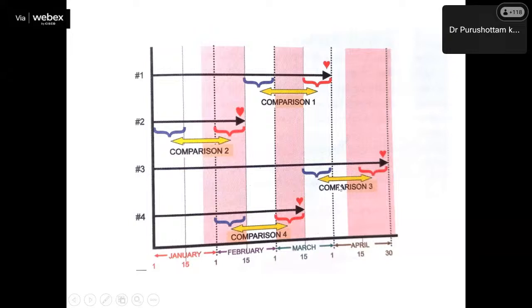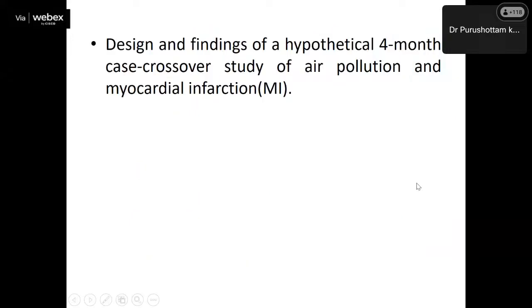See the third comparison, between when there is no air pollution, that is the control one, and when cases have happened there is air pollution. So this is comparison three. So there are multiple comparisons here. So this is about the design. This is the above design and findings of a hypothetical 4-month case crossover study of air pollution versus MI.